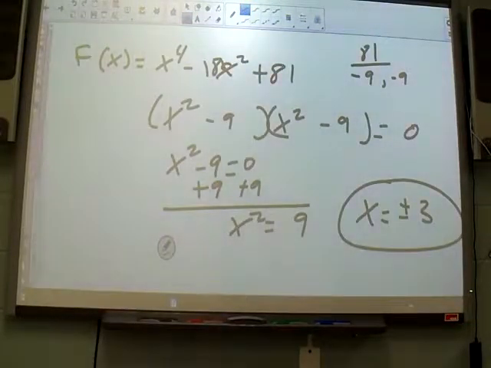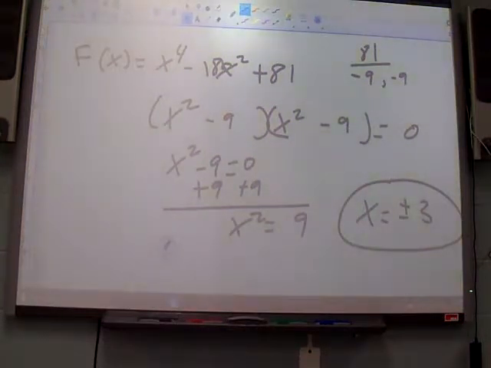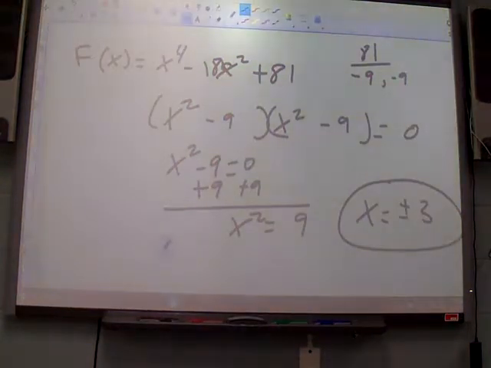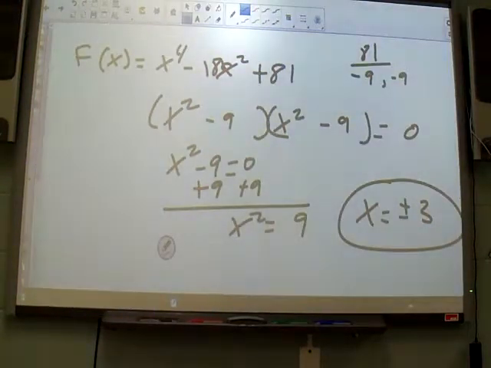I did it right. Okay, I understand the last step, but I don't get the first step. That's the old stuff. I know. 1 times 81 is 81. So what can you multiply to make 81, but add to make your b, which is -18?